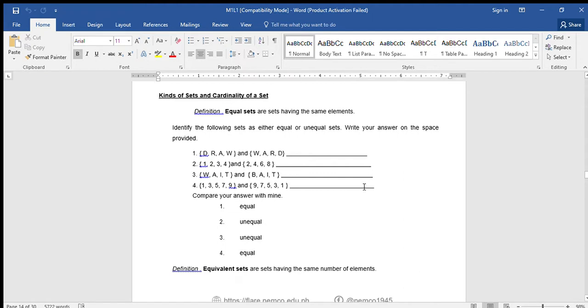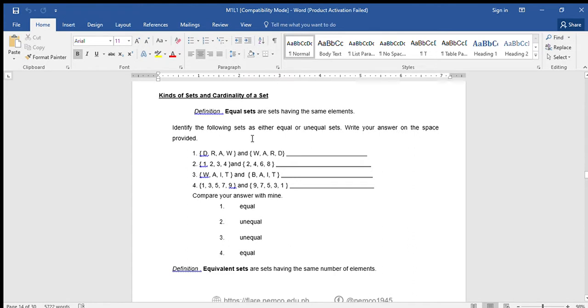Okay, so again, we will be talking about kinds of sets and cardinality of a set. So first here we have our definition for the equal sets. So what do we mean by equal sets? When we say equal sets, these are sets having the same elements. Again, these are sets having the same elements. So mao ni ang atong gitawag na equal set, ang same na mga elements.